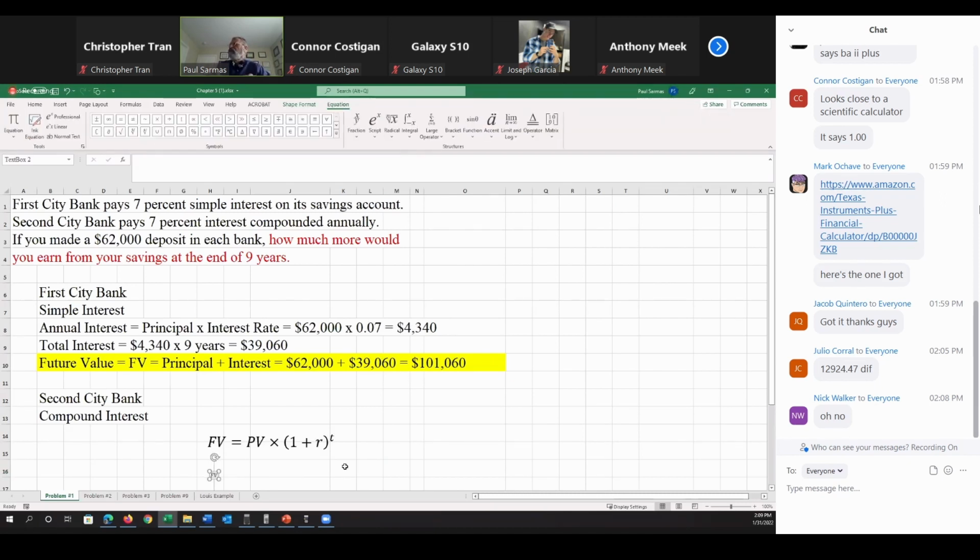So it will be future value equals 62,000 times one plus 0.07, 1 plus 0.07 to the power 9, which is equal to 62,000 times. Let me show you how to calculate that on your calculator.